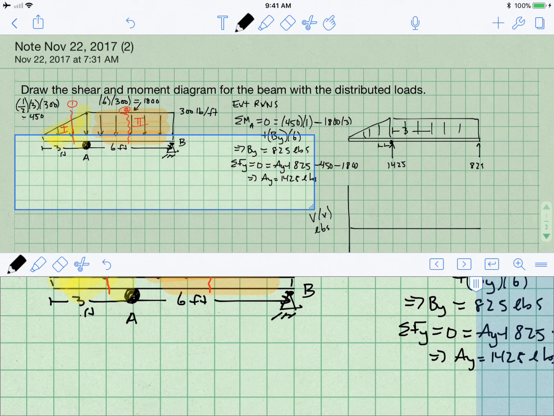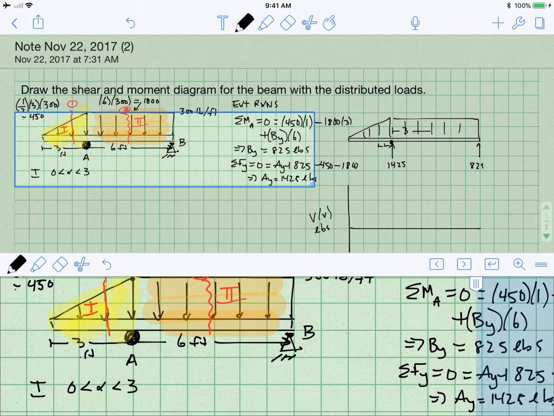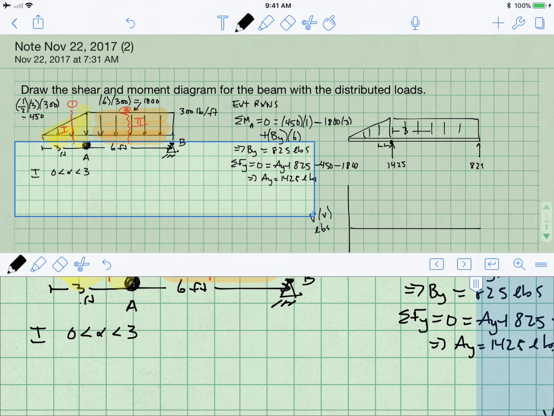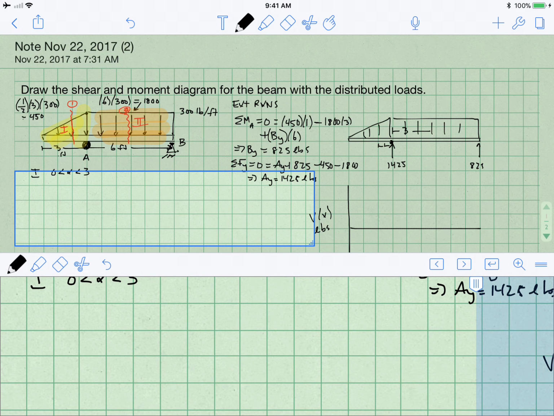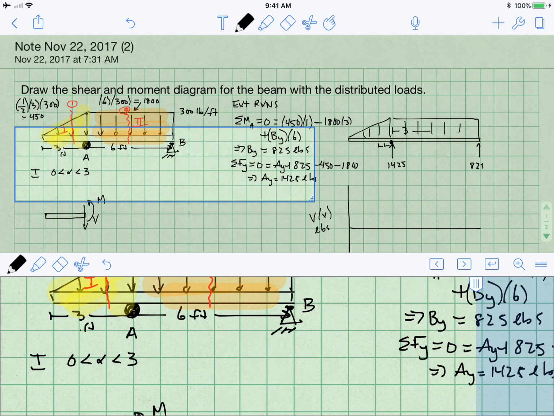All right, so let's start with region 1. In region 1, 0 is less than x, which is less than 3. I'm cutting it there, and so I'm going to have a portion of a triangle. And so here's my little piece of beam. I've cut it, and what I'm trying to find out, of course, are what these internal shear and moment forces are.